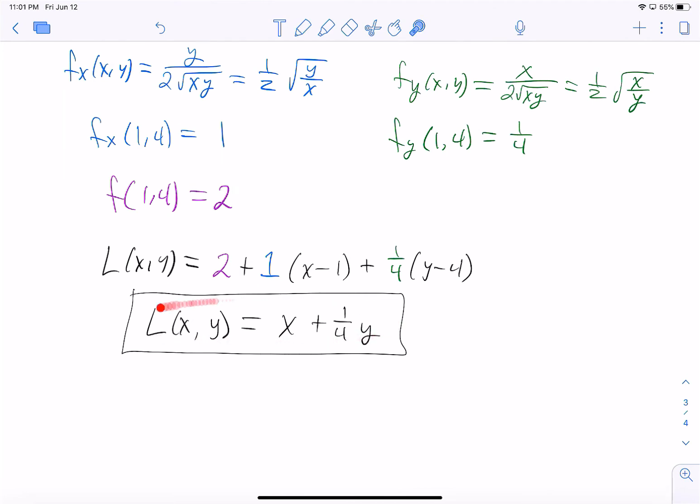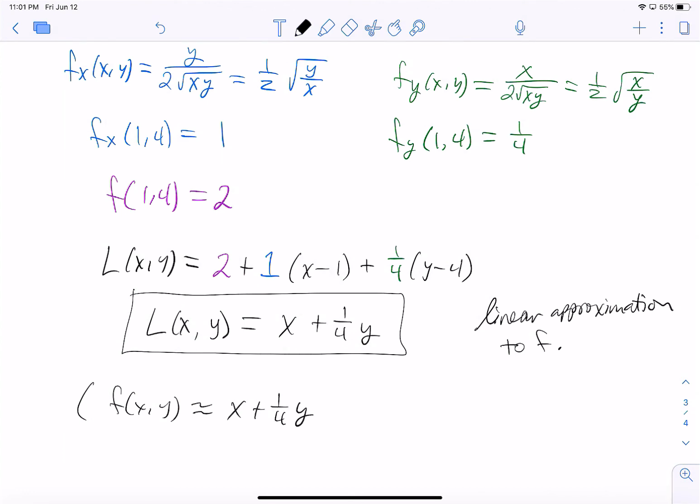I said simplifying this equation, and what we really did was we simplified the expression on the right-hand side. This isn't really an equation, right? It's a function of x and y, and it's defined by x plus 1/4 y. But what did we just find, though, really? This is a linear approximation to the function f. In other words, f(x, y) is approximated by x plus 1/4 y near the point (1, 4, 2).